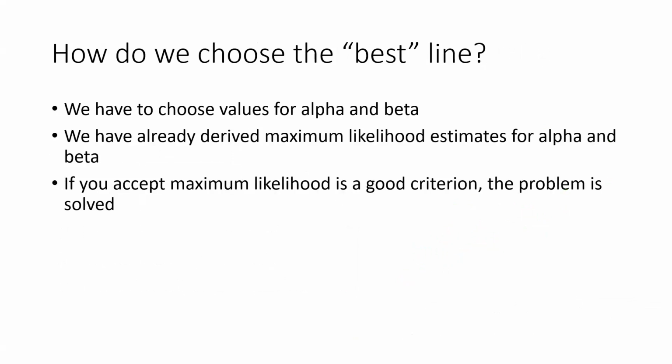The goal in linear regression is to fit that regression line, right? And to do so, we have to choose values for alpha and beta. We've seen the model is y equals alpha plus beta x, and we have to find values for alpha and beta. We also have sigma to worry about. We've already mentioned that we've derived maximum likelihood estimates for alpha and beta. And so if we believe maximum likelihood is a good criterion, then the problem is solved.